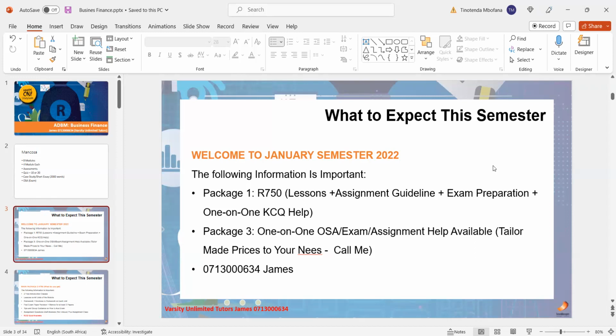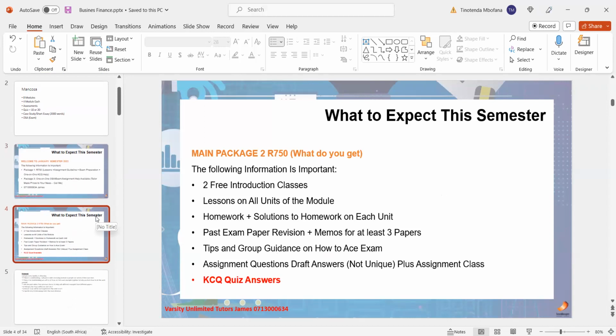Now, someone might ask, what is included within this package that you're offering me? What is included in the 750 that I'm paying for that particular module? What is included, like I said, is the free classes in February that we are going to offer. Those you don't need to pay for, but that's part of the package.